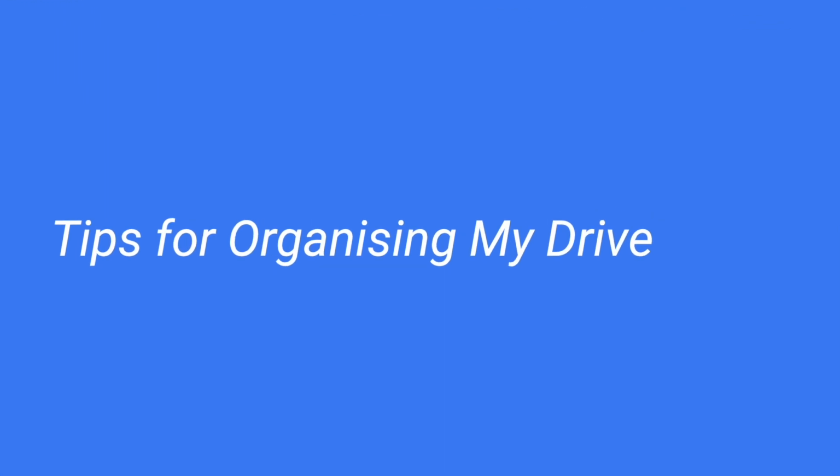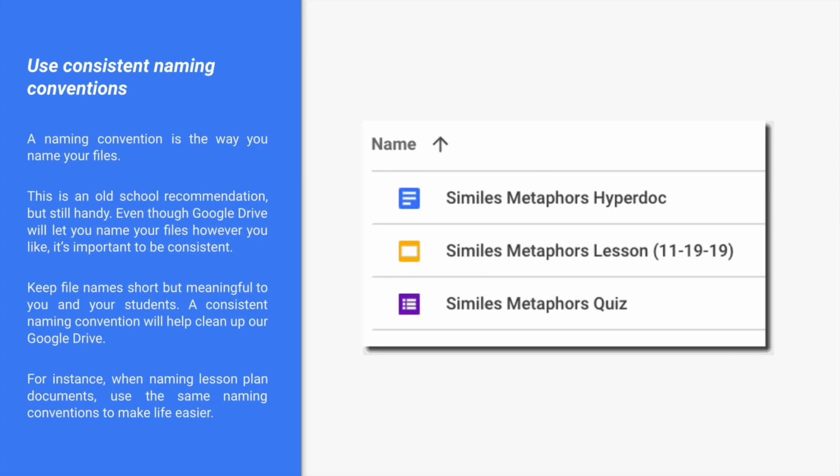So some tips for organizing My Drive. It's important to get in the habit of naming, whether it's files or folders, and specifically coming up with naming conventions. So if you're going to have a series of documents that align with a particular unit or a particular project, it's good to get in the habit of naming those all in a similar fashion so that when you are searching for them and you type in, for example, similes, any item you put into your Google Drive that has similes in the description or in the name is going to appear.